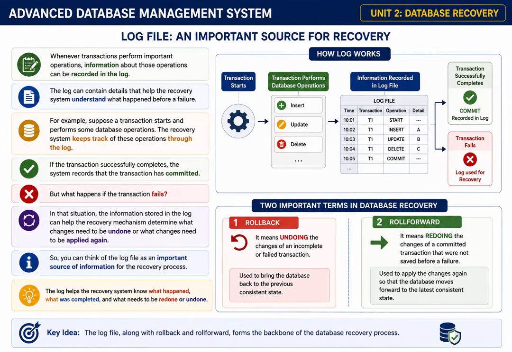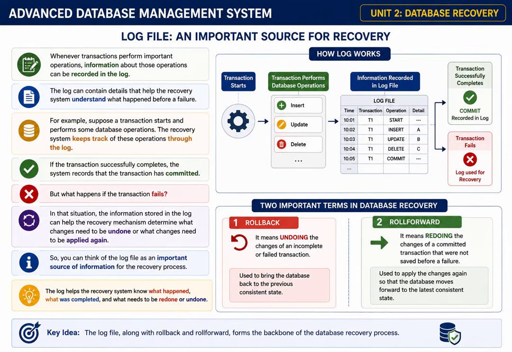Now, there are two terms that we are going to use repeatedly throughout this unit. These are rollback and roll forward. Let us understand them in the simplest possible way. First, we have rollback. Rollback means undoing changes. Suppose a transaction makes some changes to the database, but before the transaction can complete successfully, it fails. If those changes should not remain in the database, the recovery system can undo them.